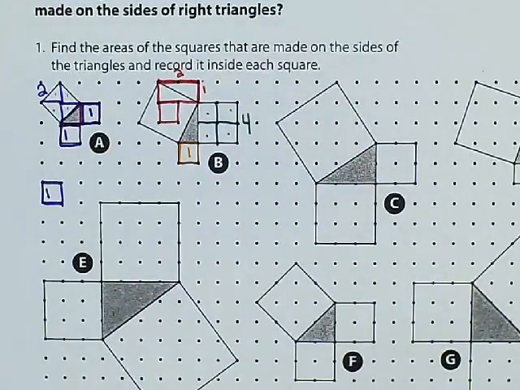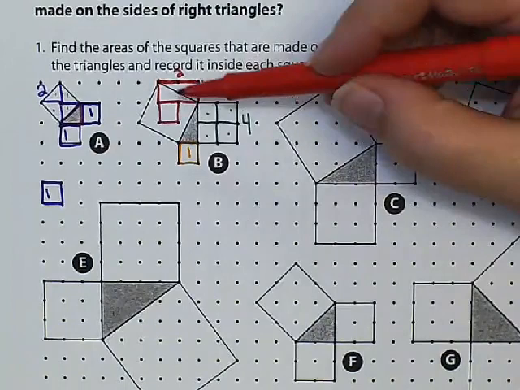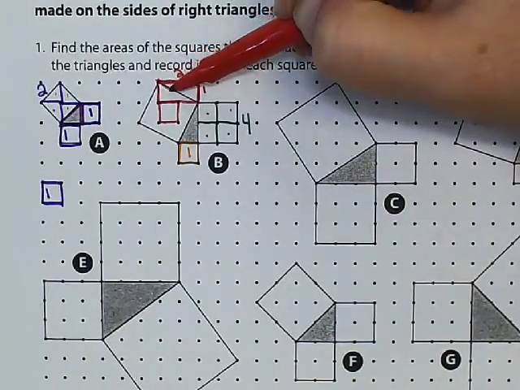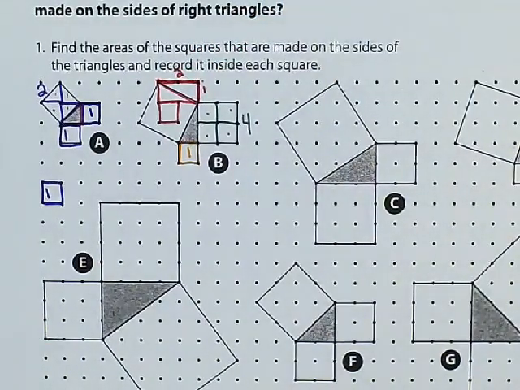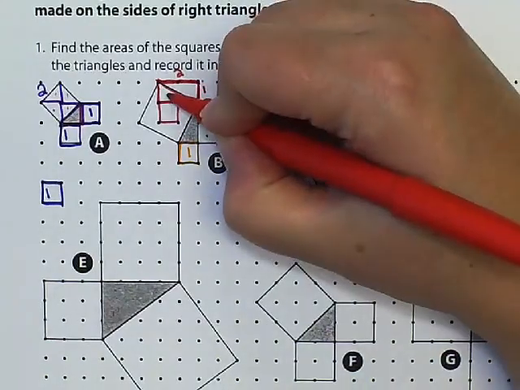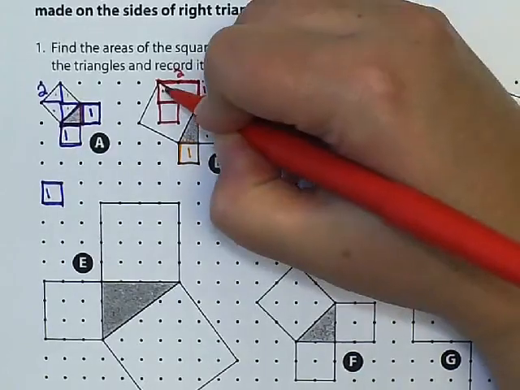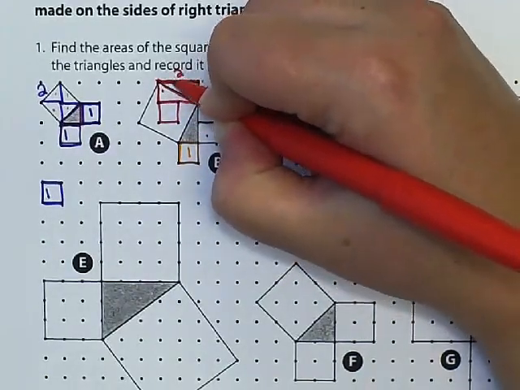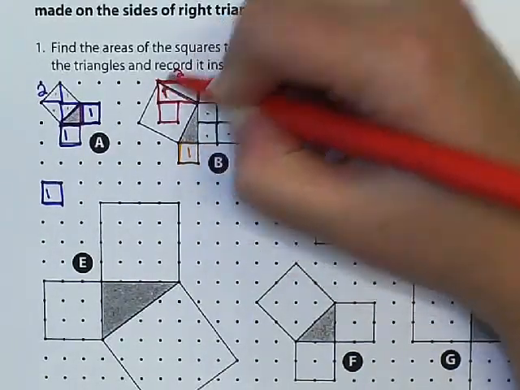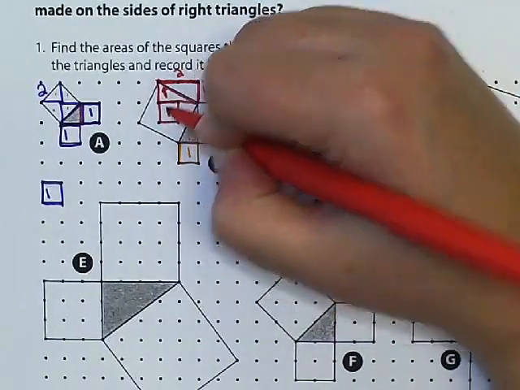So what's the area of a rectangle that's 2 by 1? Well, that would be 2. But I don't need the whole rectangle. I only need half of it. So if the area is 2, then I know that this part would be what? It would be 1. This would be 1.